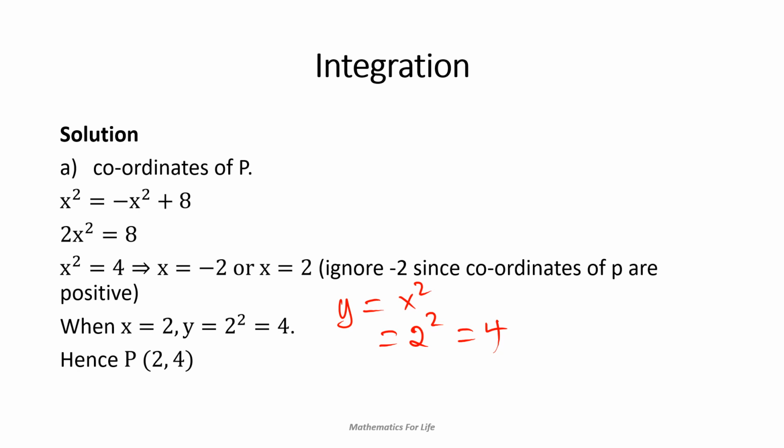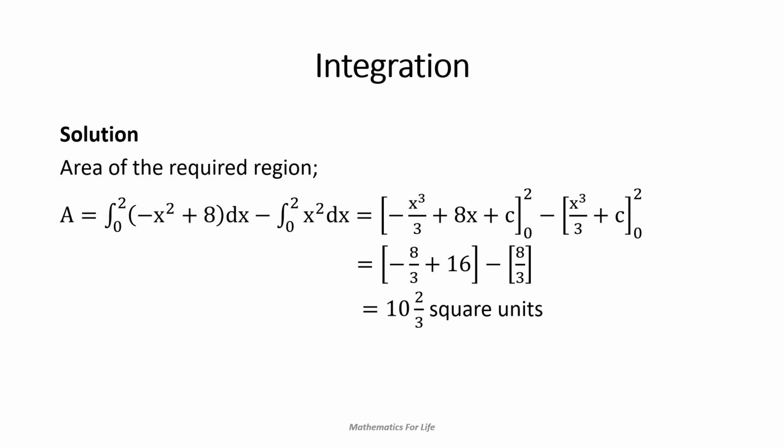The area of the required region becomes the integral from 0 to 2 of minus x squared plus 8 dx. We subtract the integral from 0 to 2 of x squared dx. So for the first one, you're going to get minus 8 over 3 plus 16. And then we shall subtract for the second one, which is 8 over 3. And that is going to give us 10 and 2/3 square units.